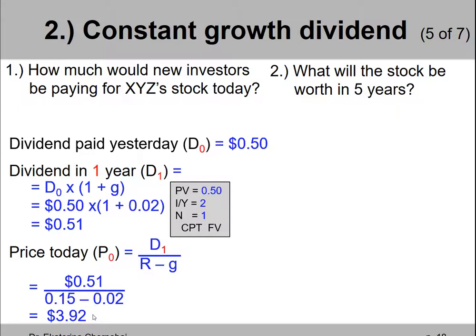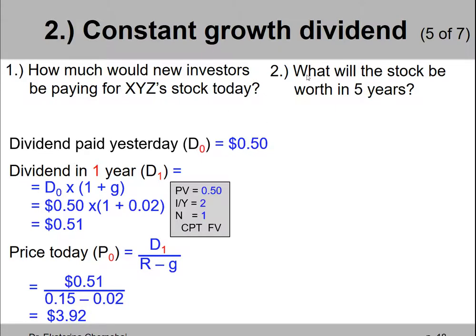Okay, so if you pay $3.92 to buy 1 share of stock, that will pay you 51 cents in 1 year, and then increase in dividends in the future at the increase rate of 2%, then this is the right price. You will get your money's worth. If the share costs more than $3.92, it's not worth buying it, because you would be paying more than the amount of money you would be getting back in future dividends.